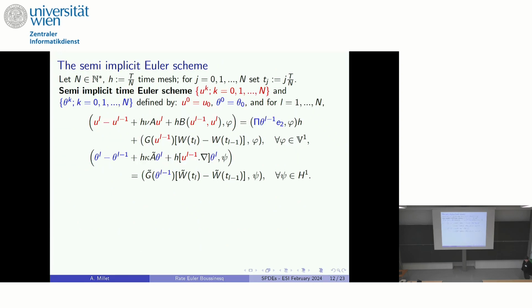So let me describe a semi-implicit Euler scheme. So I have my constant time mesh T over N.